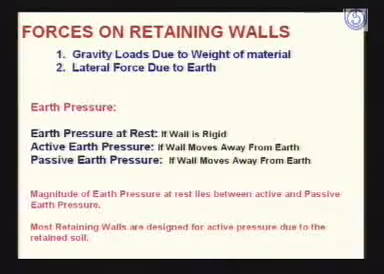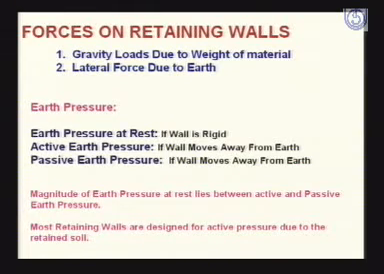Now let's see what is earth pressure here and how we calculate this earth pressure. Earth pressure is of three types. If our wall is rigid and it is not moving under the effect of the material retained, then in that case the pressure coming to the wall is called the earth pressure at rest. But the condition here is that our wall should be rigid. There should be no movement.